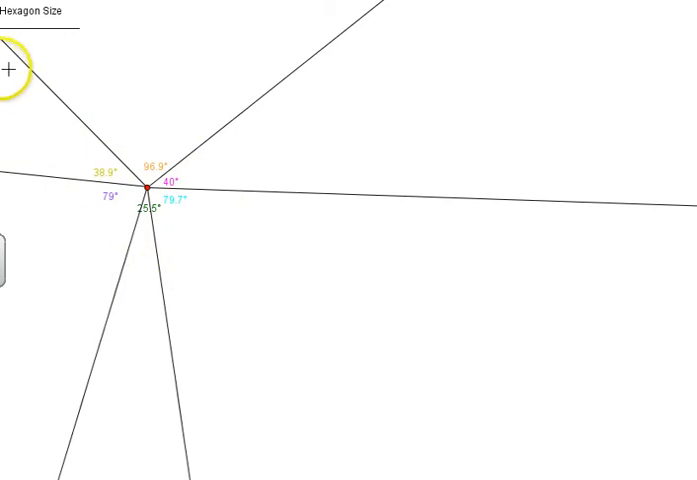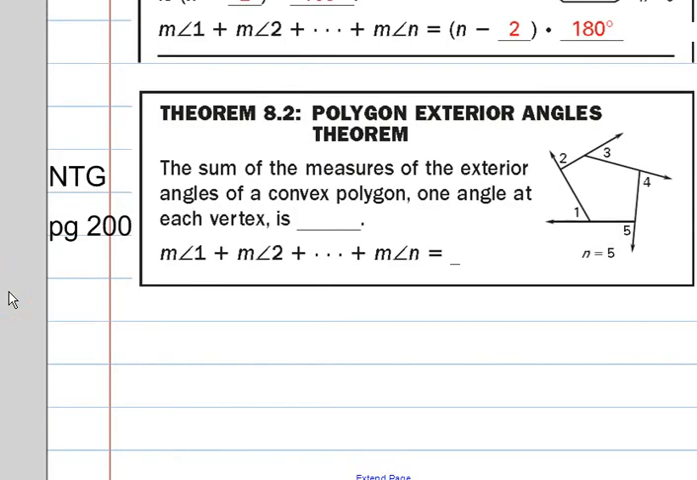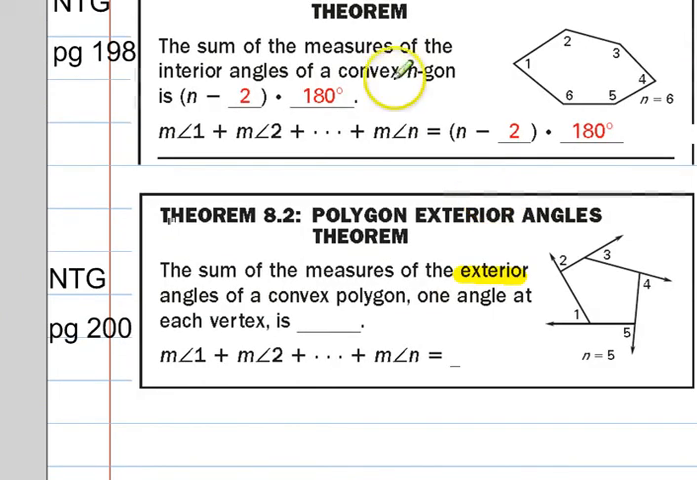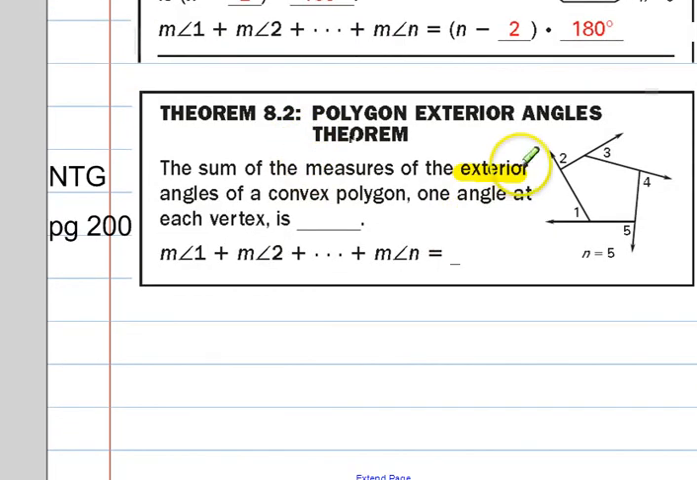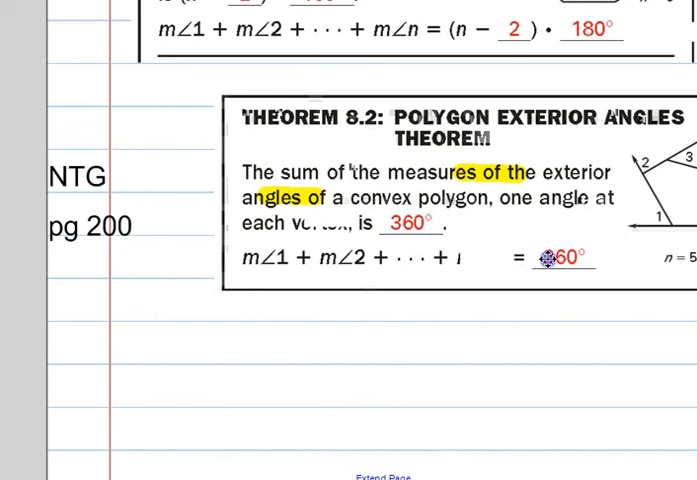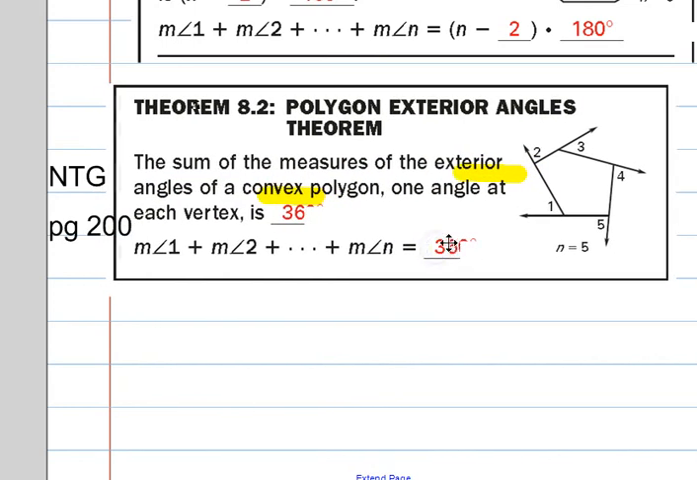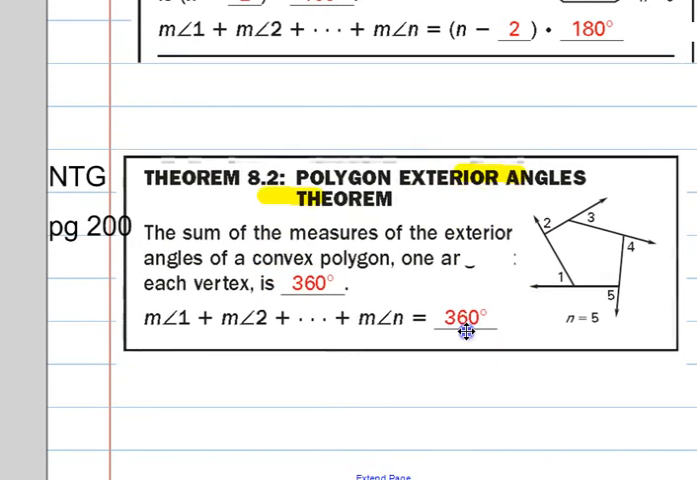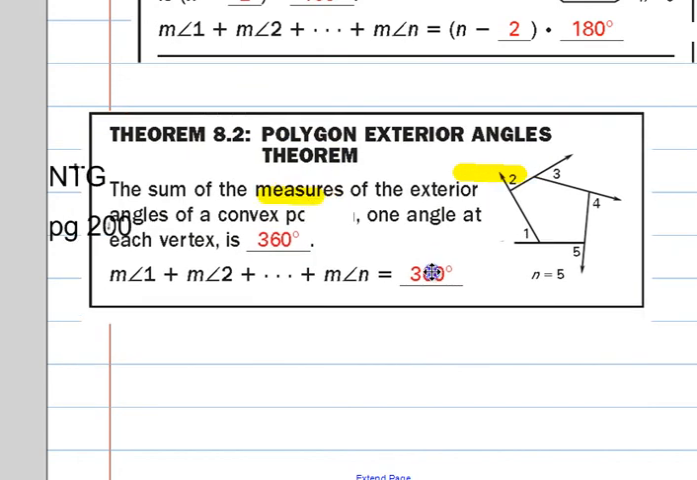So no matter how many sides a polygon has, the sum of the measures of the exterior angles is always going to be 360. So that leads to the last theorem on page 47, which is the sum of the measures of the exterior angles, whereas before we were talking about interior angles. In this case, the sum of the measures of the exterior angles of a convex polygon, it's still convex, is always going to be 360 degrees.